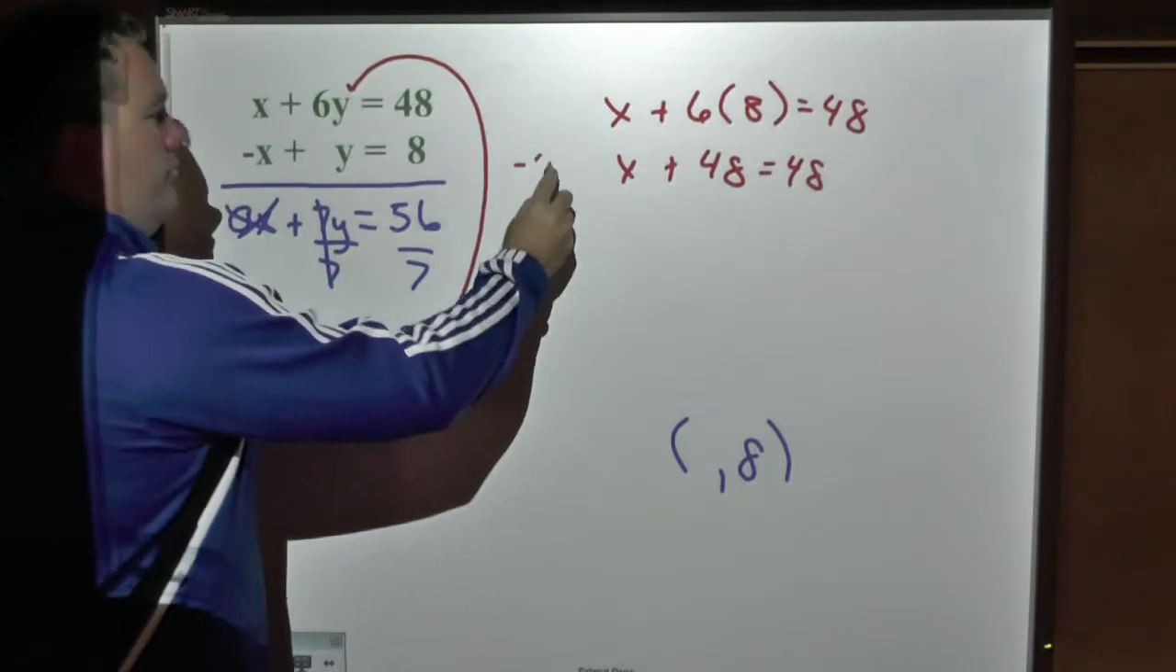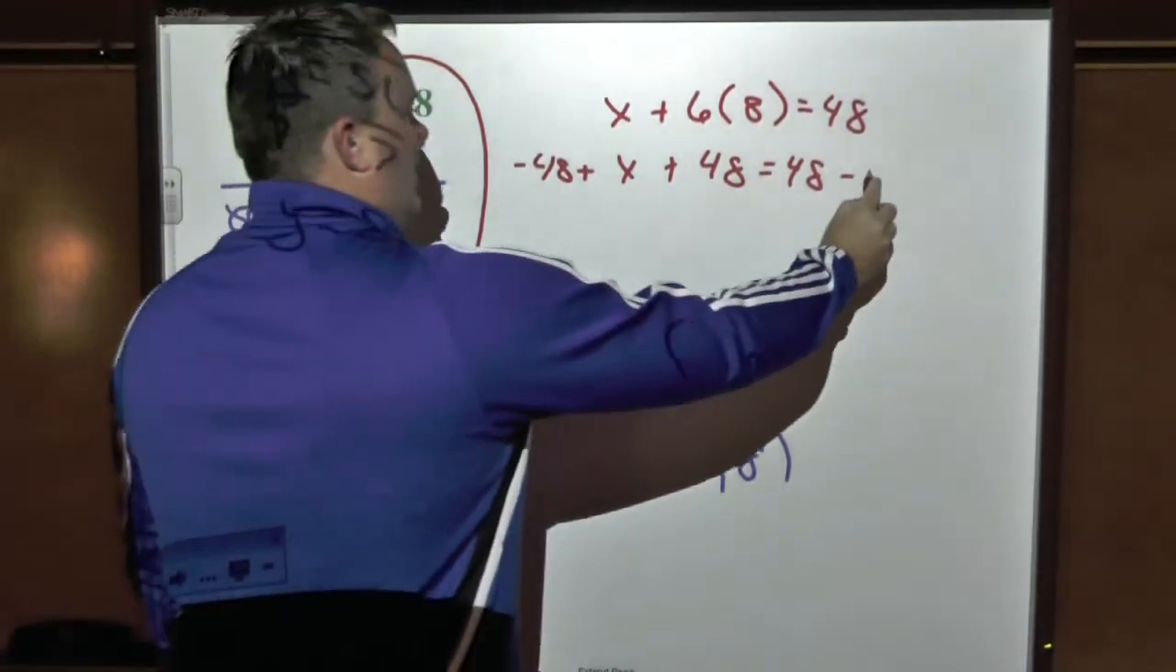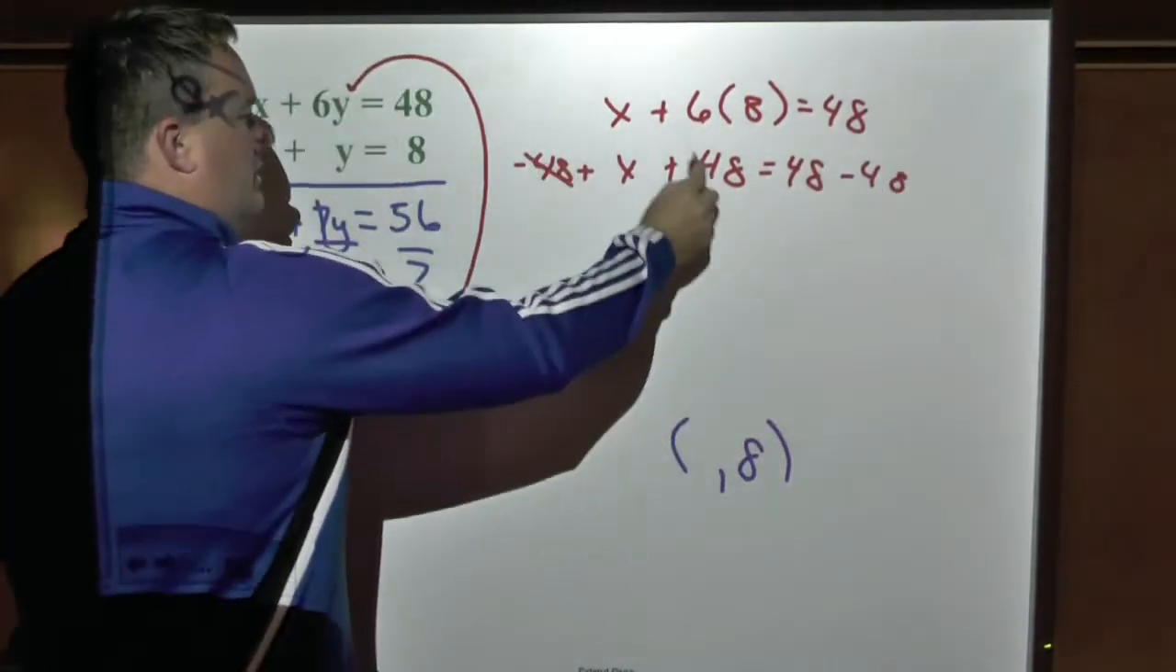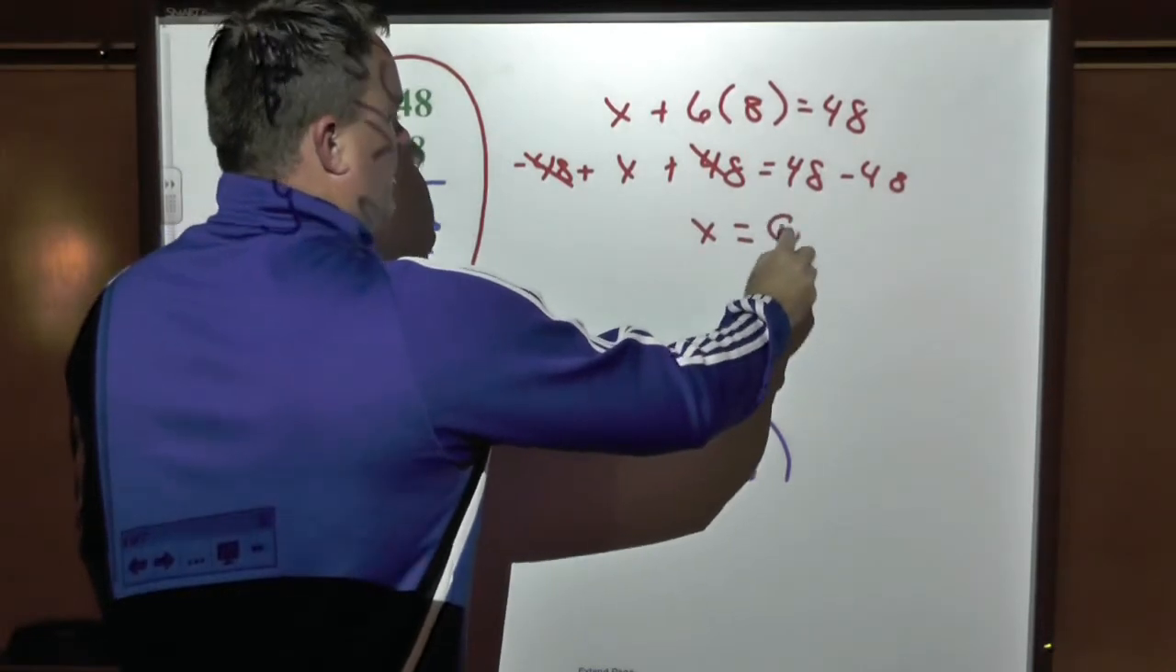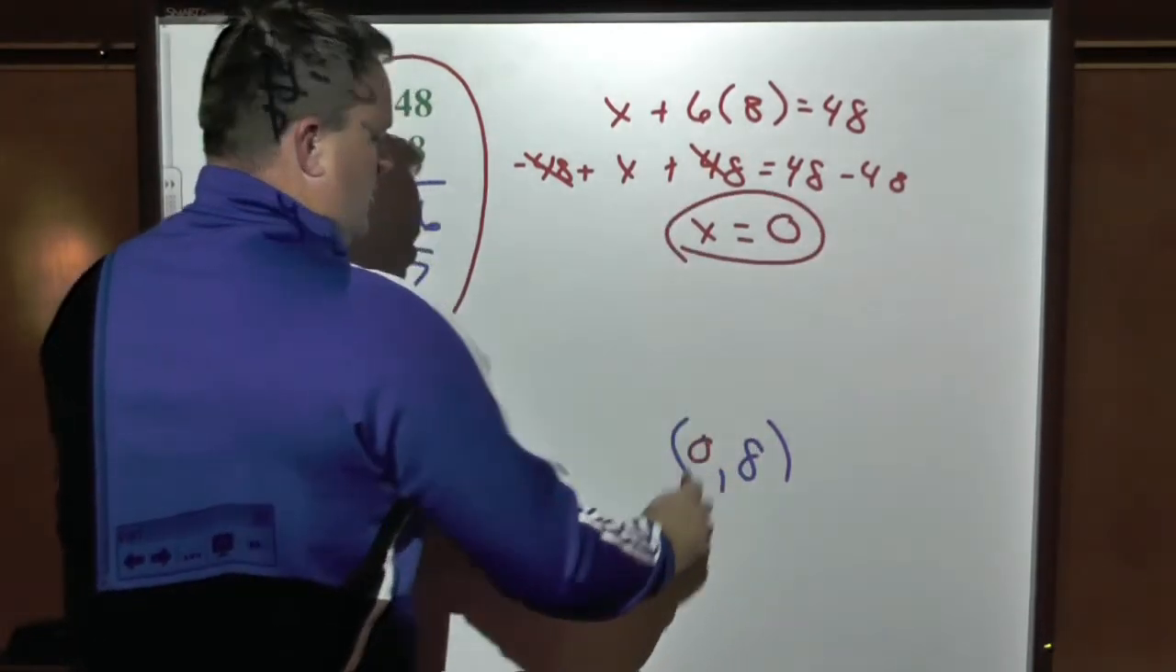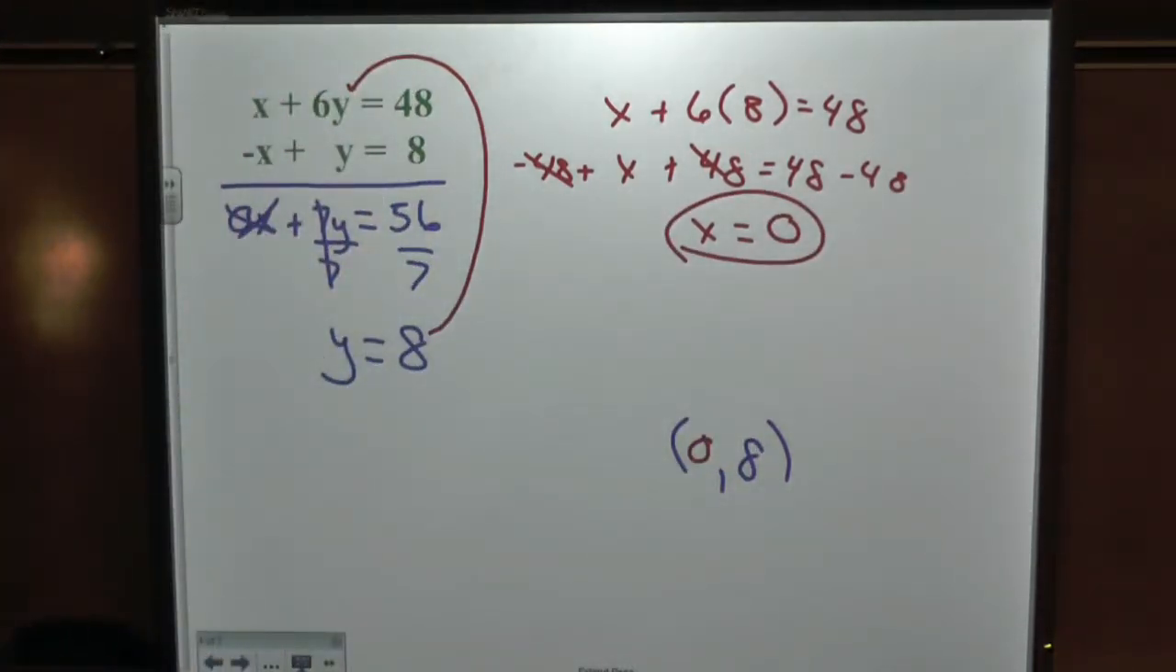And when you add negative 48 to both sides, to get x by itself, that's 0. 48 minus 48 is 0. These two lines are going to cross at (0, 8). So what you're going to find out, if you put these in slope-intercept form, I bet you'd find out their y-intercepts are all 8.